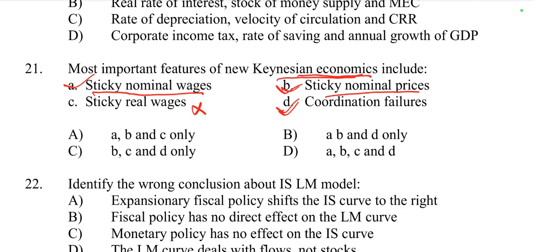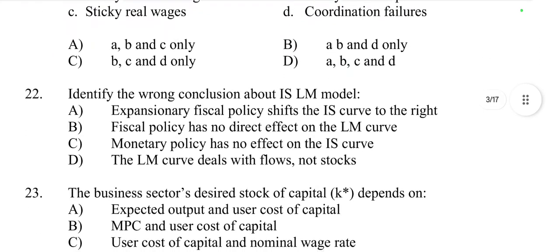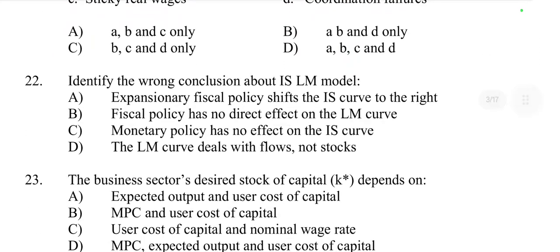So it is also included in Keynesian economics. So options A, B, and D are all included in Keynesian economics. This is in option number B. So sticky real wages is not included in Keynesian economics. Then question number 22.